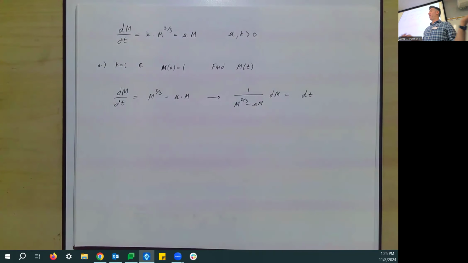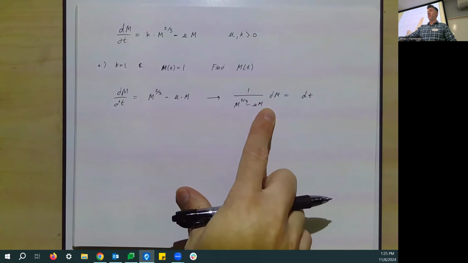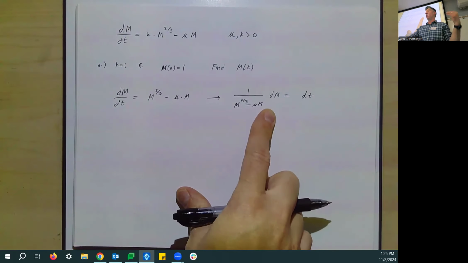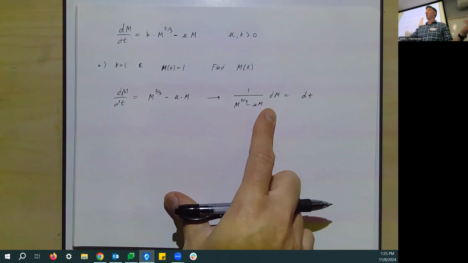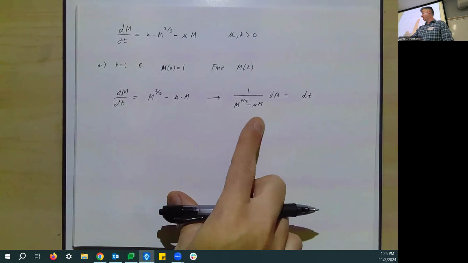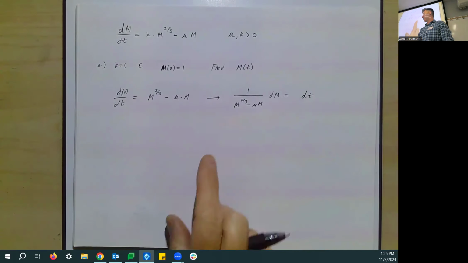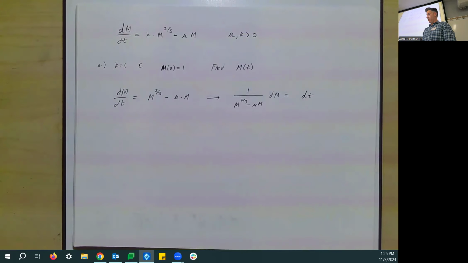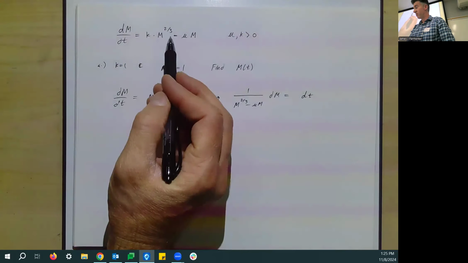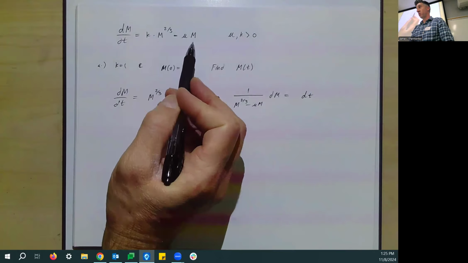When we separate variables, it means the variables aren't friends with each other. If the m's are on one side, the t's are on the other side. So all the m's have to come to the left, all the t's have to come to the right. The only thing we're allowed to do is multiply and divide. I don't see another way around this unless I'm missing something obvious. Right, it is k times m to the 2/3 minus mu times m.